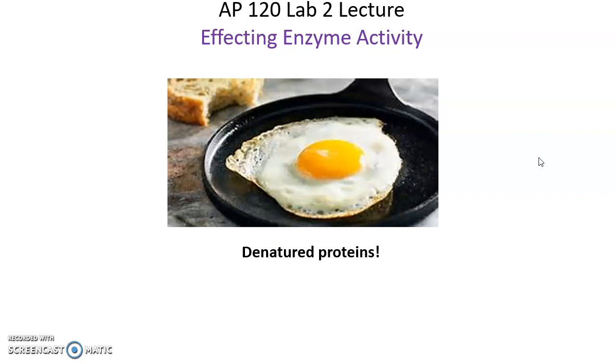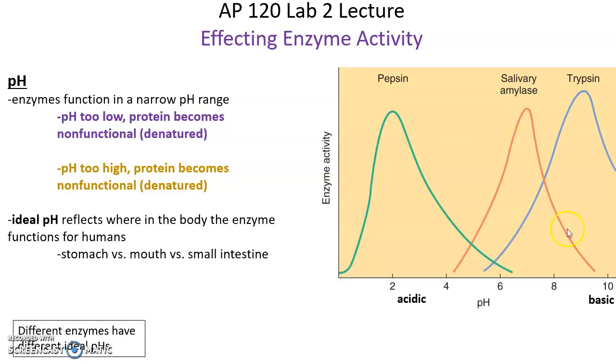And it's permanent. You cannot undenature proteins. You cannot unfry the egg. All right, pH. pH is a little similar. Enzymes function in a narrow range of pHs. If the pH is way too low, the protein becomes non-functional and denatured. If the pH is way too high, the protein becomes non-functional and denatured. So there's a certain range that enzymes can function at.